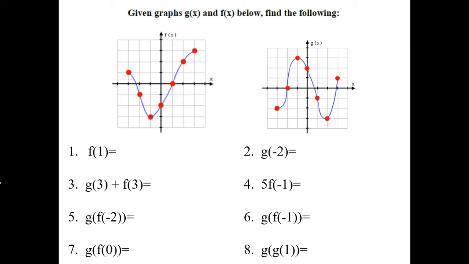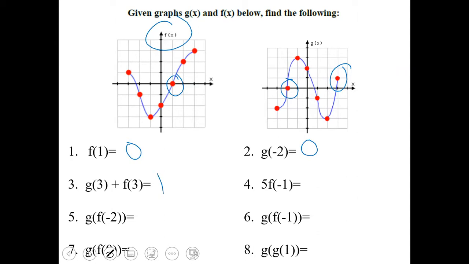So when I say f of 1, that means you're going to go to the f function, go to x equals 1, and tell me what the corresponding y value is, 0. G of negative 2, go to x equals negative 2, corresponding y value, 0. G of 3 plus f of 3 means go to 3 on the g, take the y value, go to 3 on the f, take the y value, add them up, 4.